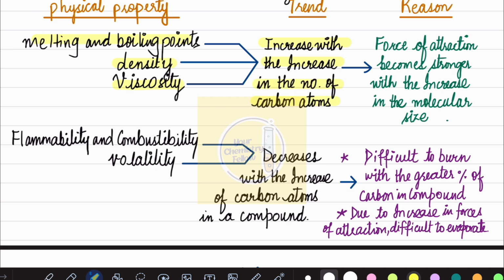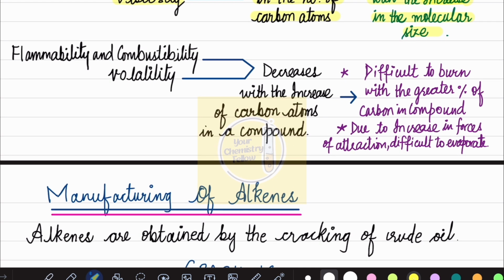The reason for this increase is that with the increase in the number of carbon atoms, or with the increase in the molecular size, the forces of attraction between the molecules increase. Next physical properties are the flammability, combustibility and the volatility.